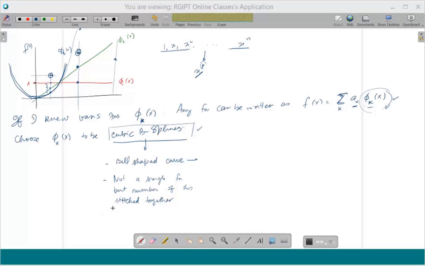Okay. And they are each individual functions stitching together, which gives you the given function phi k(x). Okay, so R cube. Let me first write what these things are. First of all, it looks like this. Okay, it's a bell shape.